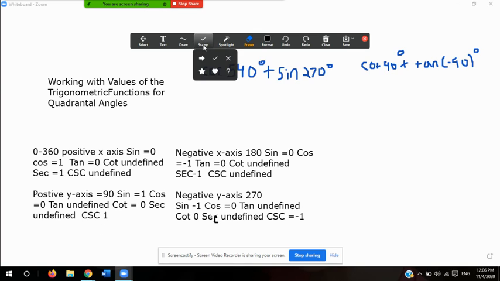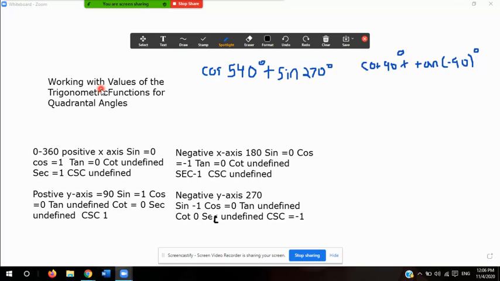In today's class, we are still talking about algebraic signs of trigonometric functions, but today we're going to be working with values of trigonometric functions for the quadrantal angles. Quadrantal angles are the angles that lie on the axes, such as the x-axis and the y-axis.